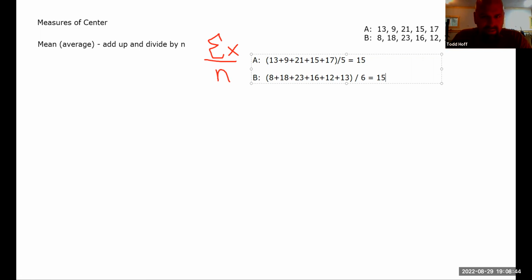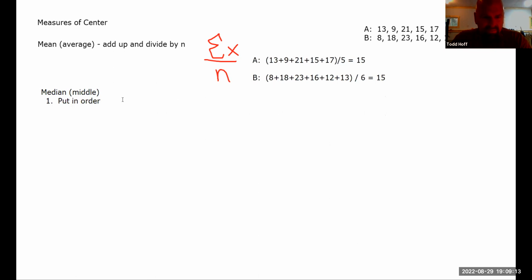So then let's take a look at the second measure of center, which is the median. The median is physically the middle of the data. So to find the median, we actually have to go through a 3-step process. Step 1 is to put the data in order from smallest to largest.